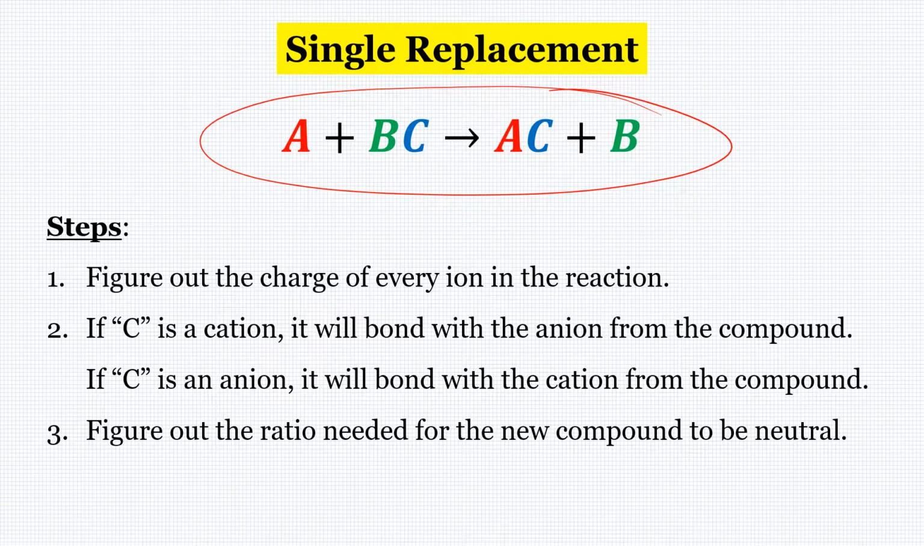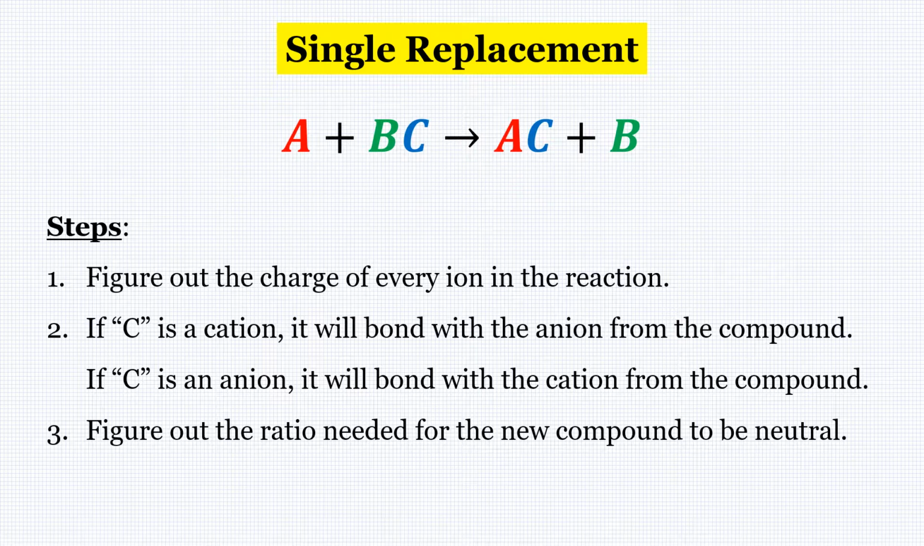We're going to follow similar steps to what we did with synthesis, where we first figure out the charge of every ion in the reaction. However, when we get to the second step, it's a little different. So if our C in this reaction is a cation, it will bond with the anion from the compound. However, if C is an anion, it will bond with the cation from the compound.